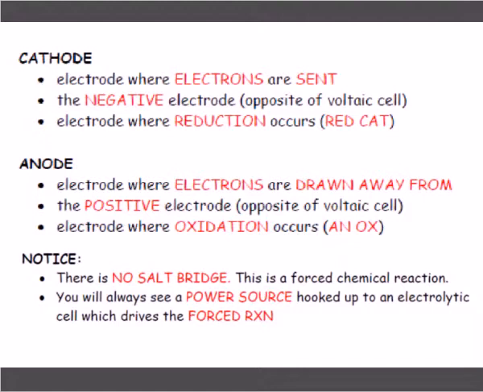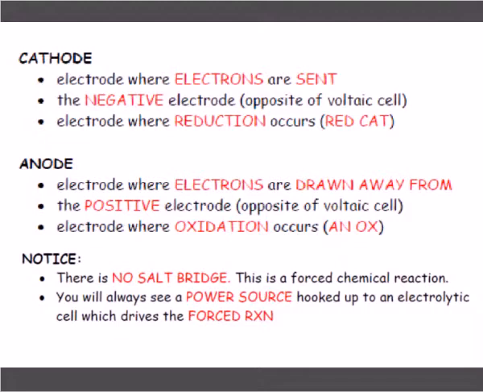The anode in an electrolytic cell is the electrode where electrons are drawn away from. That makes it the positive electrode. It's, again, the opposite of a voltaic cell. So if you know one, know the other one is the opposite. Again, oxidation, an ox. Notice, there is no salt bridge here. This is a forced chemical reaction. You will always see a power source hooked up to an electrolytic cell, which drives the forced reaction. So this one does not have a bridge. Okay? The battery, there's some electrical source that forces this one to happen.